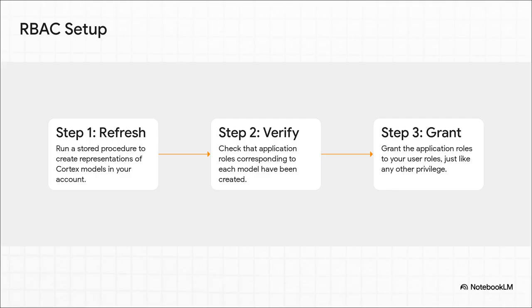First, you run a quick procedure. Second, you just check that the roles were created. And third, you just grant those new roles to your user roles. Same old grant command you already know and love. It's that easy to make sure the right people have access to the right AI.